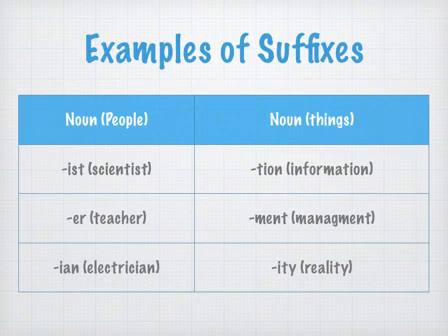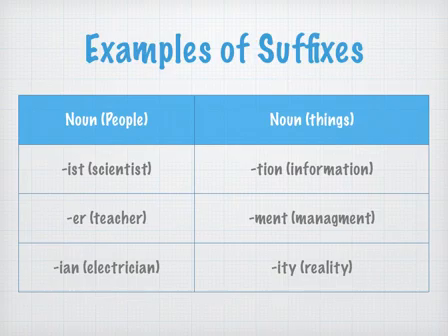So some examples. For people, you will find suffixes like ist, which gives us the word scientist, and er, which gives us the word teacher. You can also take the word engine, add er, and get engineer, the person who does the job with the engine. Ian, electrician. Nouns for things: tion. This is actually borrowed from the French. Tion gives us words like situation and information. These all come from the French cion, but in English it's tion.